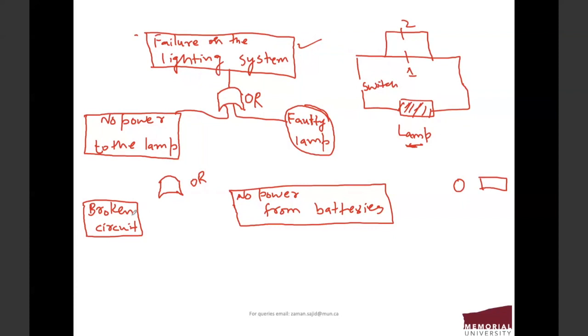I have defined my intermediate events. I just need to link them now to my event. So this is my problem here. Before I move to further classification, I just want to ask you to observe something here. Now, this was my intermediate event when I was dealing with my top event and these events. However, if you look at this event, no power to the lamp, this event becomes a top event for these two events.